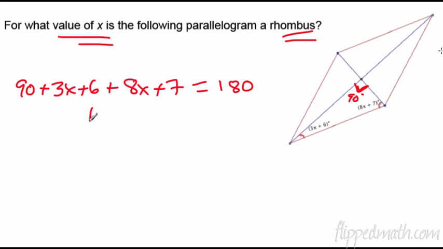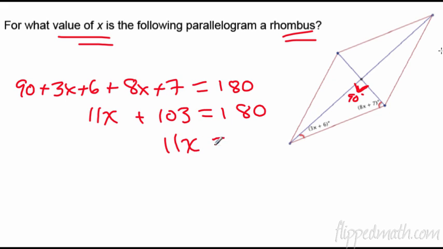The sum of those angles should be 180 degrees. So now it's just combining like terms. We're going to get 11x plus 103 equals 180. If we subtract 103 from each side, we get 77, so x will equal 7. Find the value of x. I'm double checking to make sure I don't have to find one of the angles. Let's plug it in just to see.